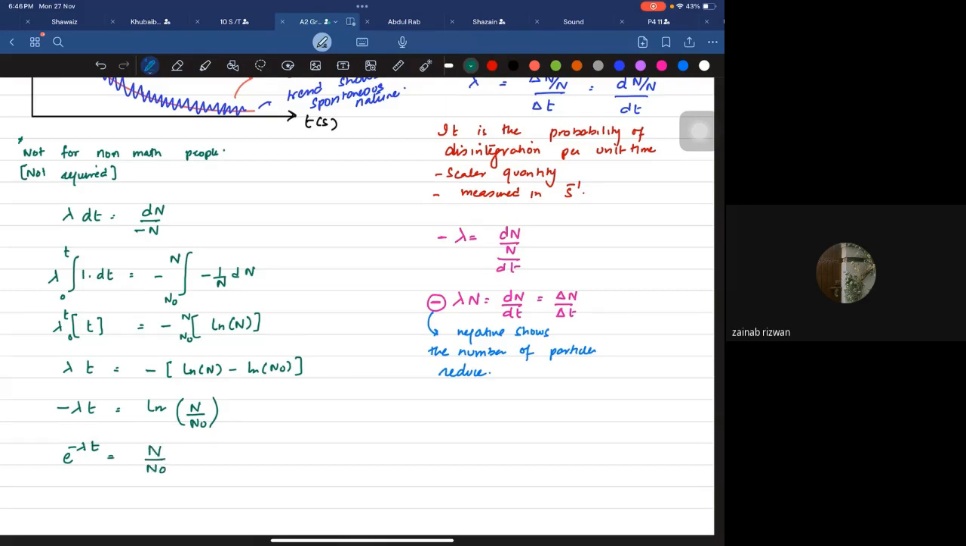and exponential of this one will give us just N over N naught. Now, for all non-math people, we need to remember the equation, which is N equals N naught e to the minus lambda t, and this is the equation that is required, okay, for everybody. So those who are in math can write the stuff on the left, but the highlighted formula needs to be remembered all the time for everybody else.